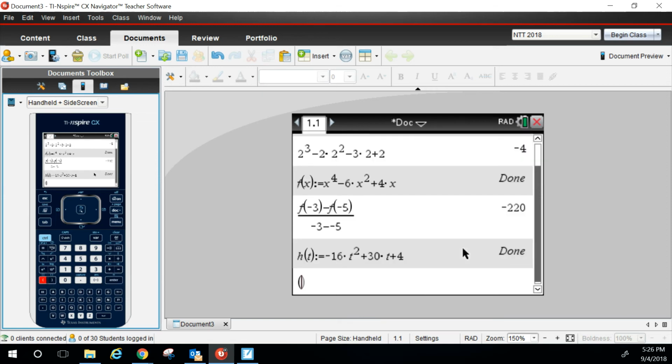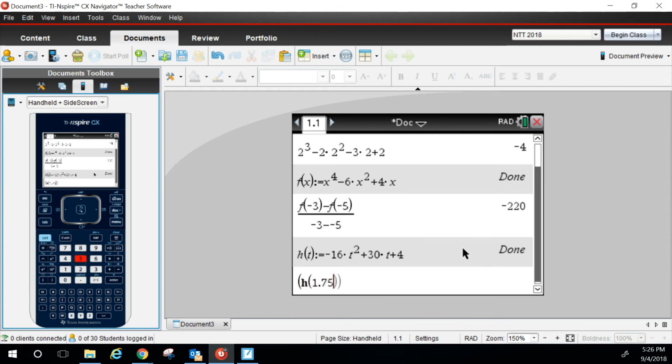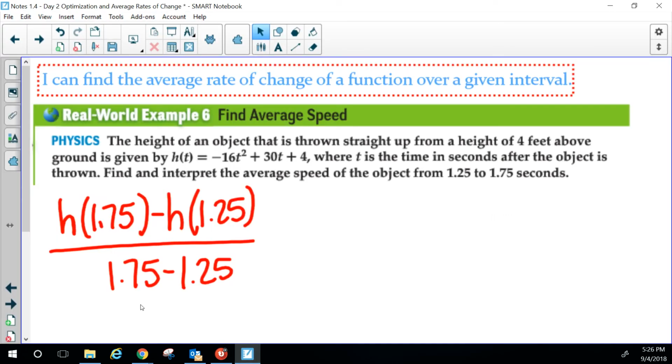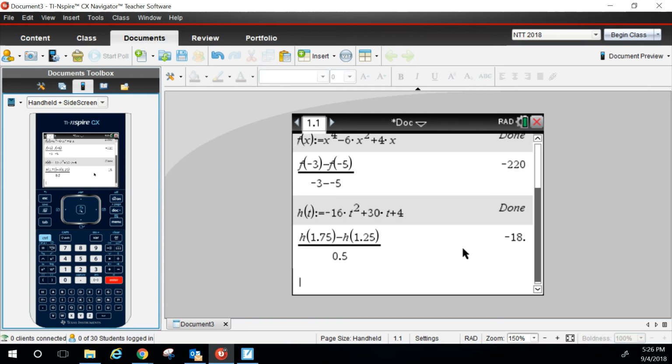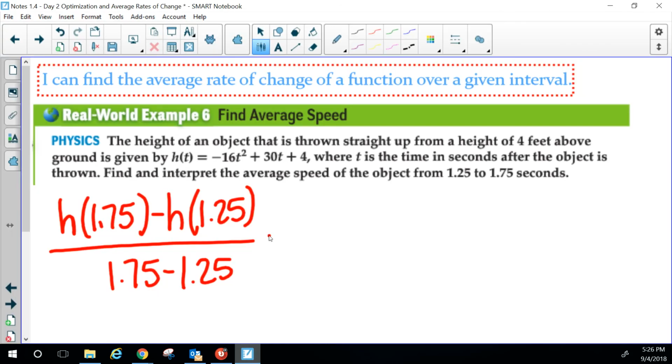We want it to find h of 1.75 minus h of 1.25. And we want to divide that by 1.75 minus 1.25, hopefully you see that 0.5, but you can plug in 1.75 minus 1.25. And we get an answer of negative 18. So this would be negative 18 feet per second.